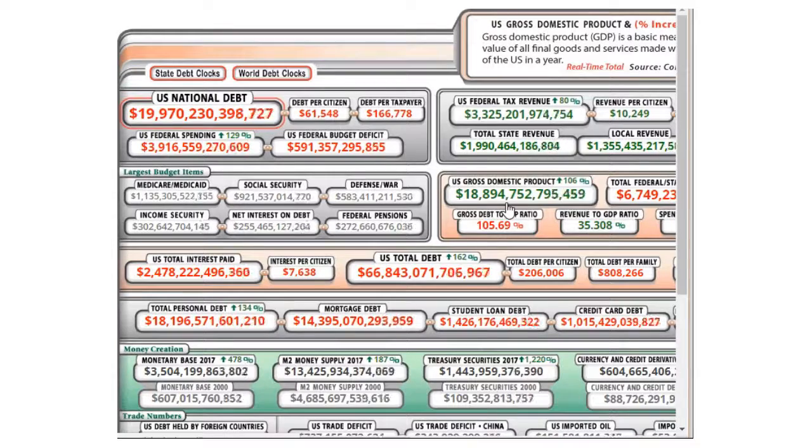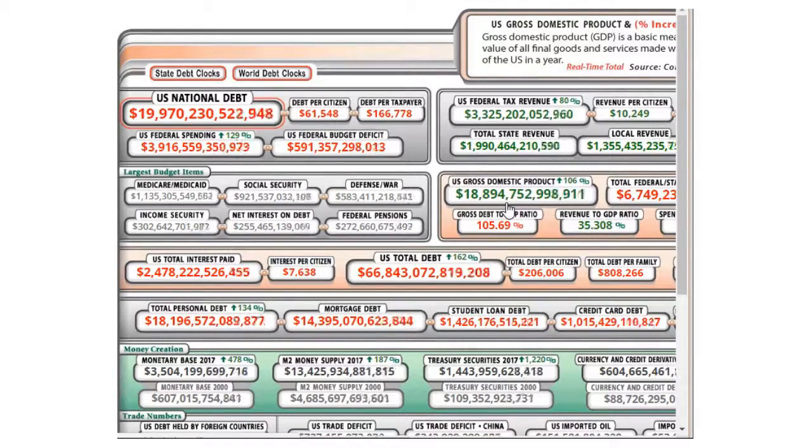So when nations are being evaluated in terms of, is this a good country to loan money to, they're going to look at the debt to GDP ratio. So our GDP is a little bit lower than our national debt, but they are close. So that's something to keep in mind when you're looking at nations.